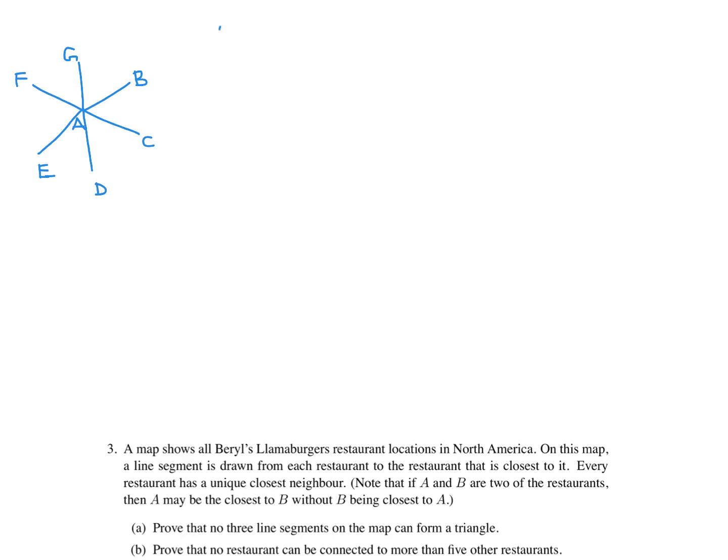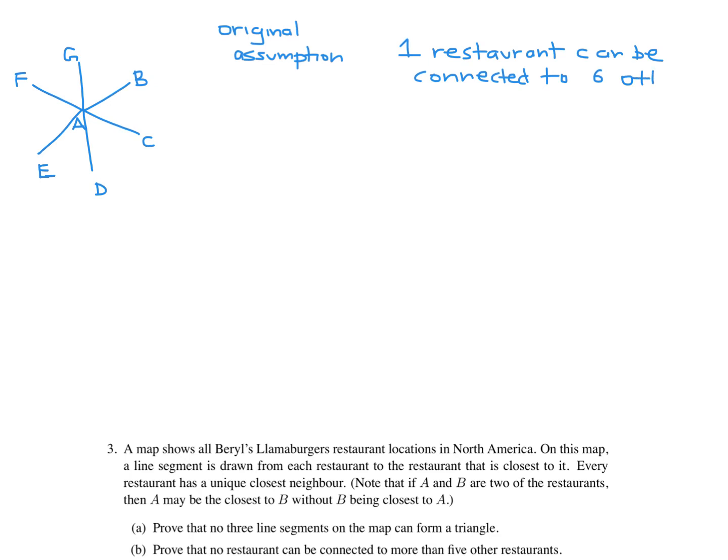Okay, so our original assumption is that one restaurant can be connected to 6 restaurants. And if we can prove that this is not possible, then we will have shown that part B is indeed proven. Okay.